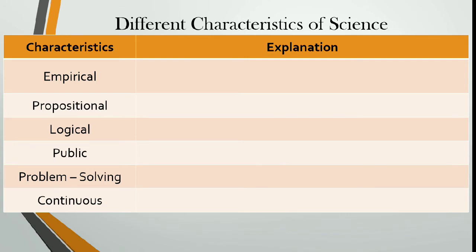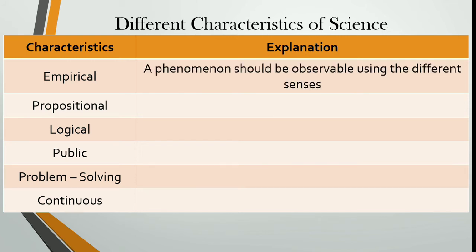When we say different characteristics of science, these are the different ways for us to study, different ways for us to learn. So it could be empirical, propositional, logical, public, problem solving, and continuous. First, the explanation of the empirical. In what way does learning occur in empirical? Empirical means a phenomenon should be observable using the different senses.